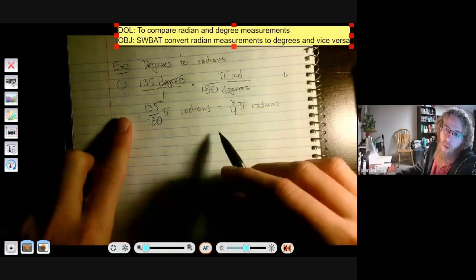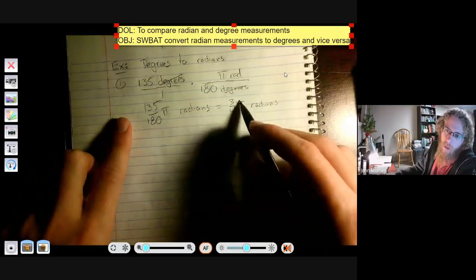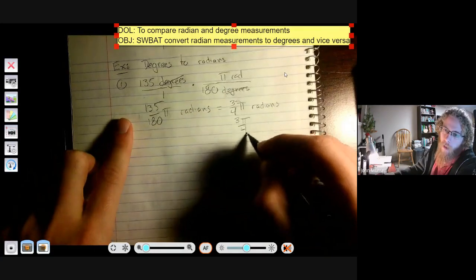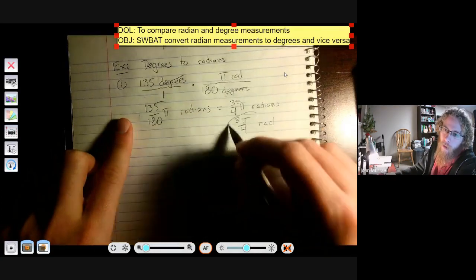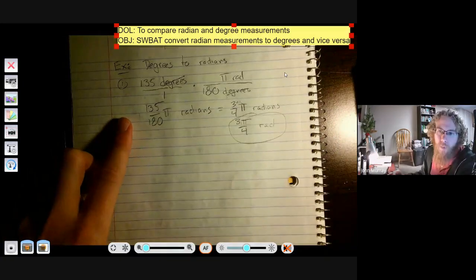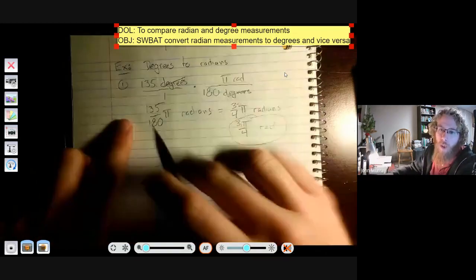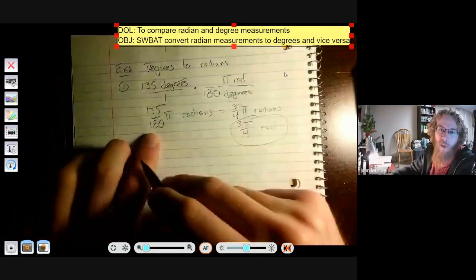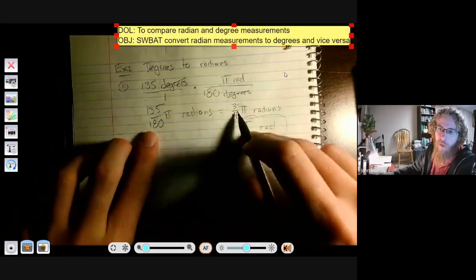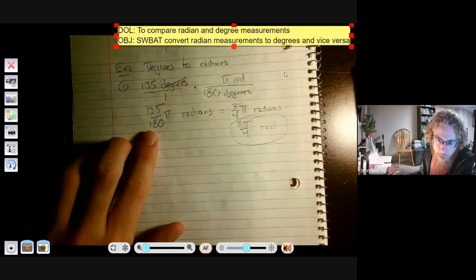Or another way we can write it is usually the pi gets thrown into the denominator. So we say 3 pi over 4. So when you're going from degrees to radians, you're not doing much other than just simplifying a fraction. You're going to take your degrees, put it over 180, simplify that, and tag on pi at the end.